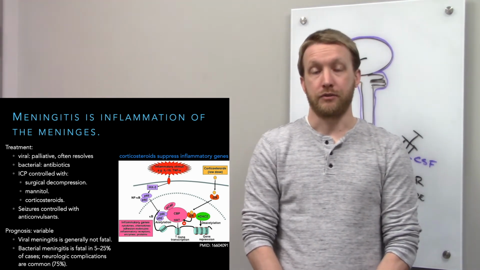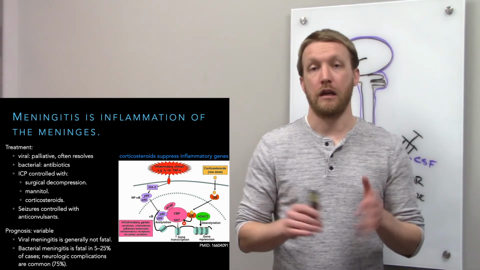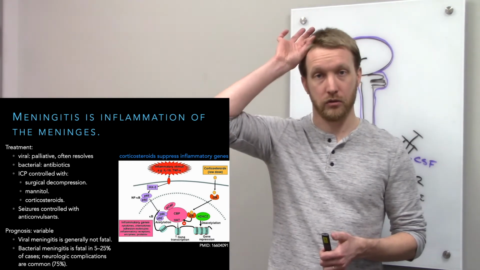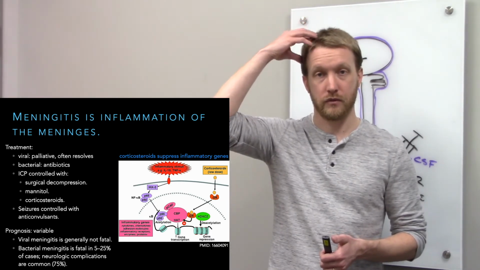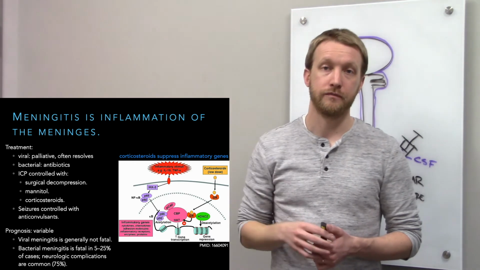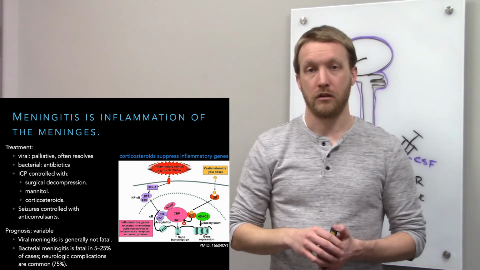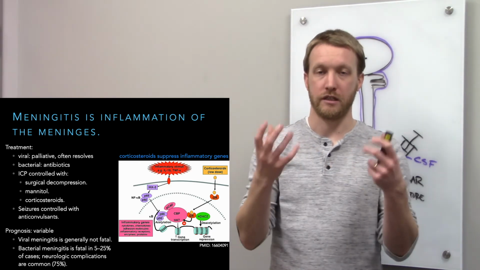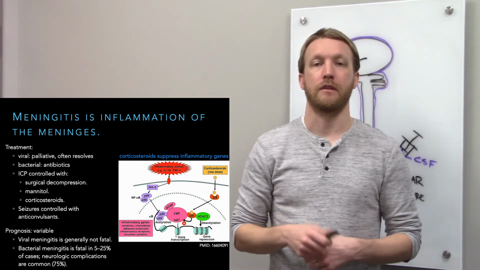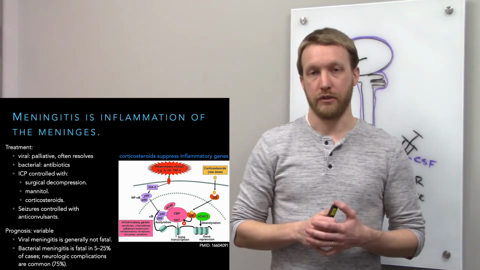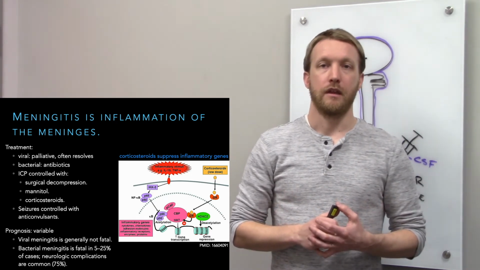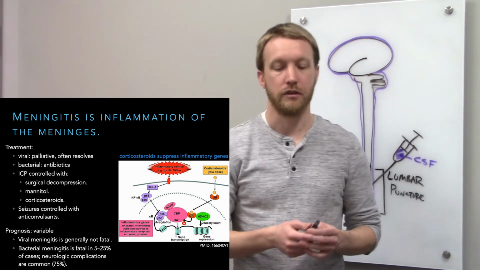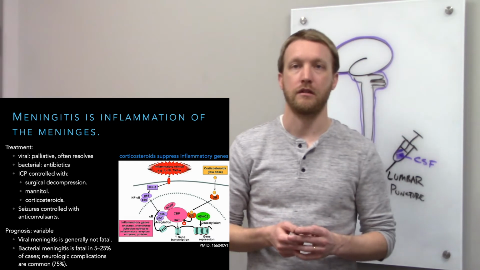Now, as far as controlling intracranial pressure, we do the same thing we would anywhere else. You can use surgical decompression, so you can open up a hole, let the brain kind of herniate out that hole to relieve the pressure. You can use mannitol to dehydrate the brain, so pull excess fluid out. You can also use steroids. Steroids you wouldn't use with traumatic brain injury, but in this case you would. They're safe to use for meningitis and encephalitis.